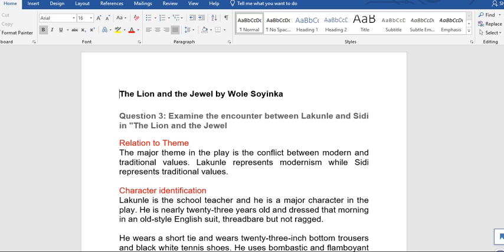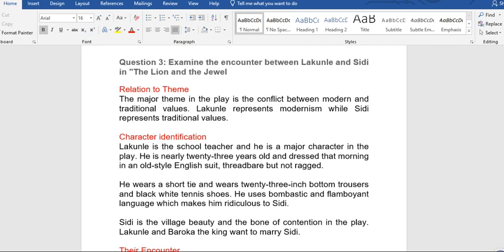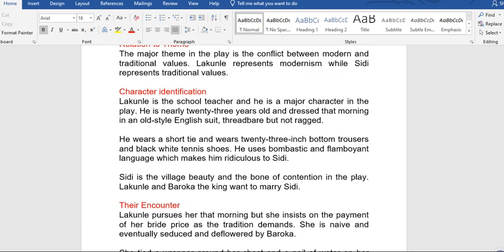The major theme in the play is the conflict between modern and traditional values. Lakunle represents modernism, while Sidi represents traditional values. That is the first part.